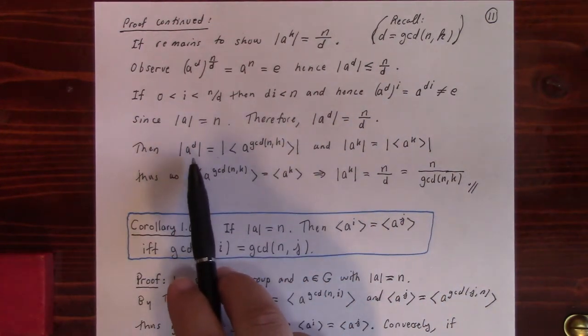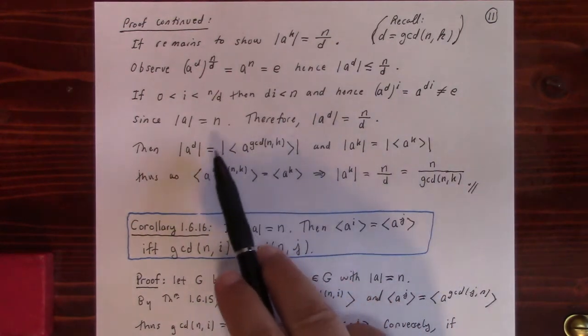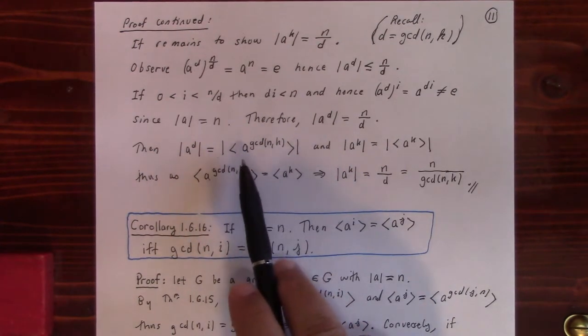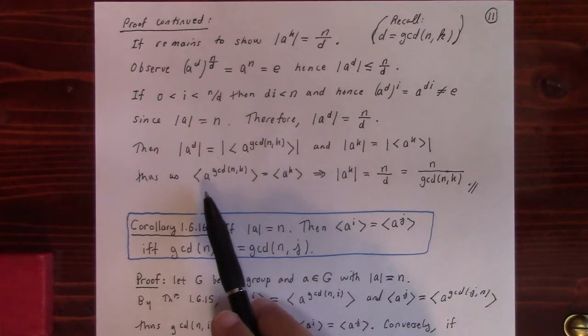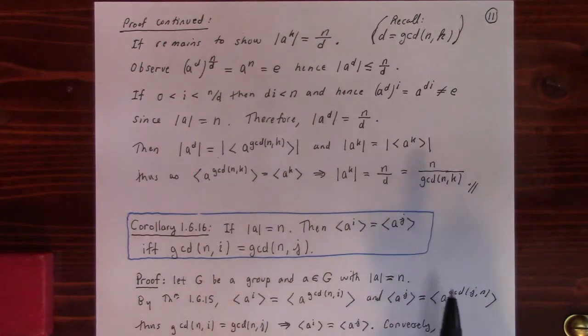Hence, the order of a^d is the order of the subgroup generated by, of course, a^gcd(n,k). That was just our definition of d. And this is the fact that the order of the element is the order of the subgroup generated. And finally, that gives us that the order of a^k is n over d, which is, as claimed, n over GCD(n,k).